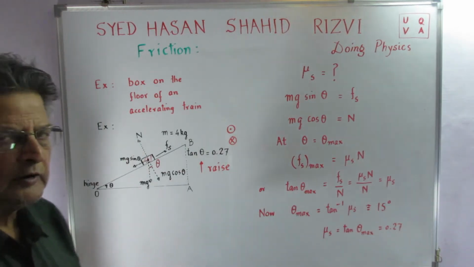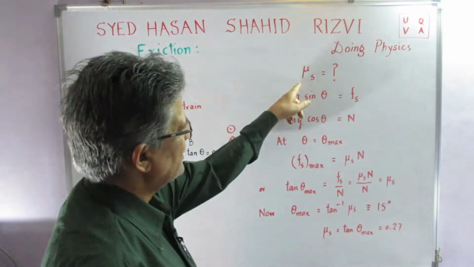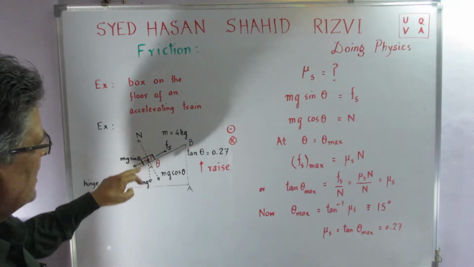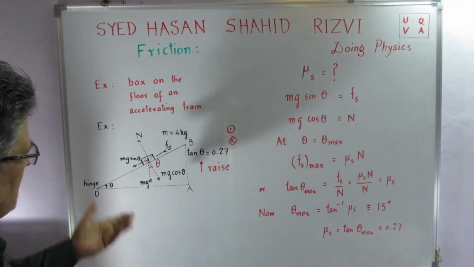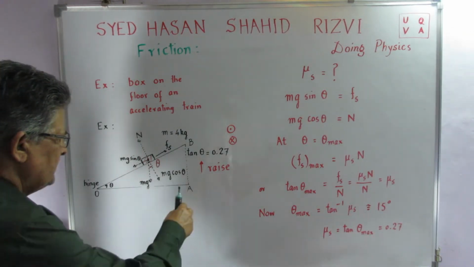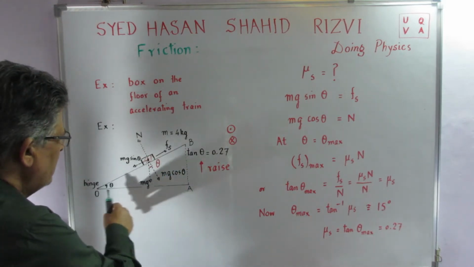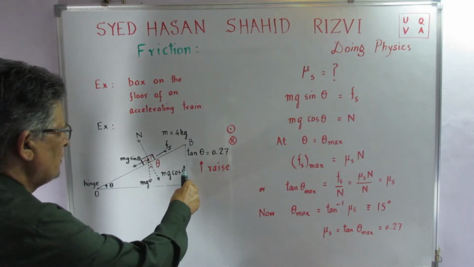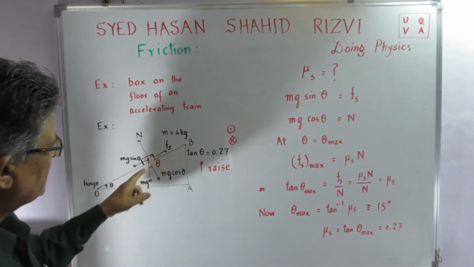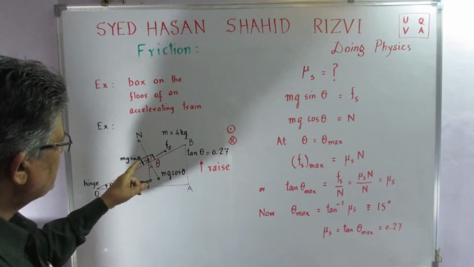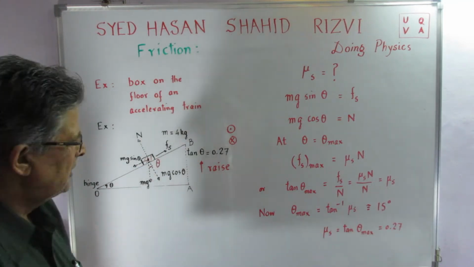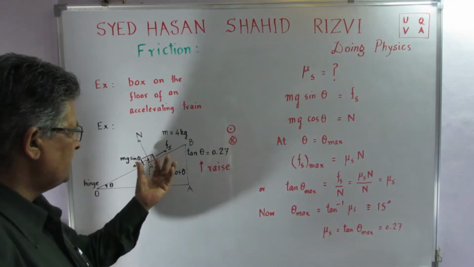Dealing with the problem further, what is required is the value of mu s, the limiting friction or static friction, when the body is still at a velocity of 0. While we are bringing this plank up, when the value of theta is increased slowly and gradually, mg sin theta will also increase, and fs, the force of friction, also keeps on increasing.